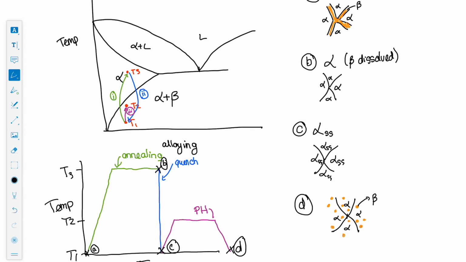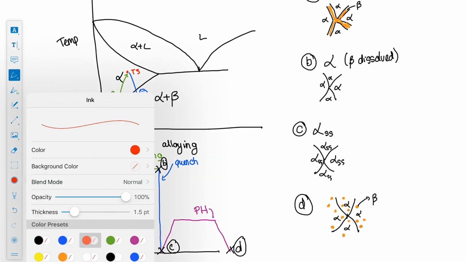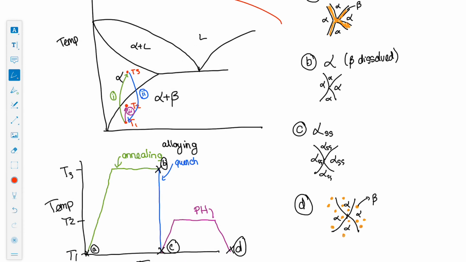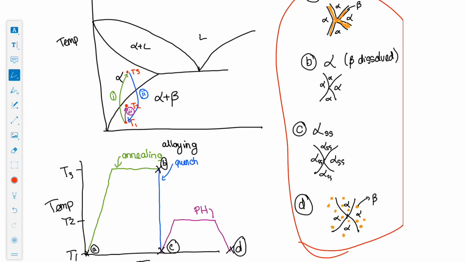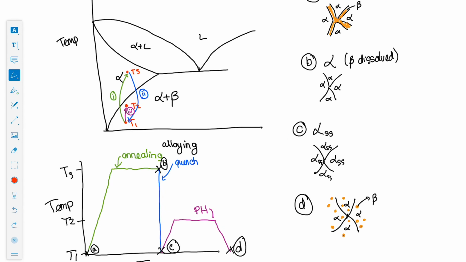So we now have our phase diagram drawn out. We have our process drawn out over time, and we can imagine what our structure is going to look like as we move through this process. So hopefully this gives you guys a bit of a better understanding of precipitate hardening.